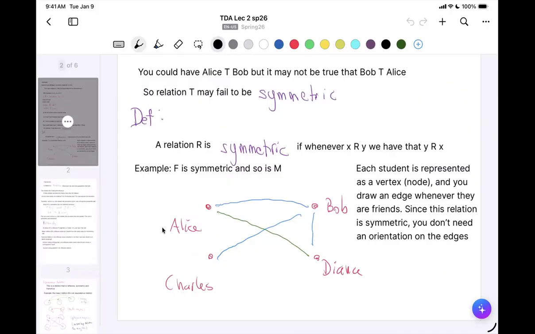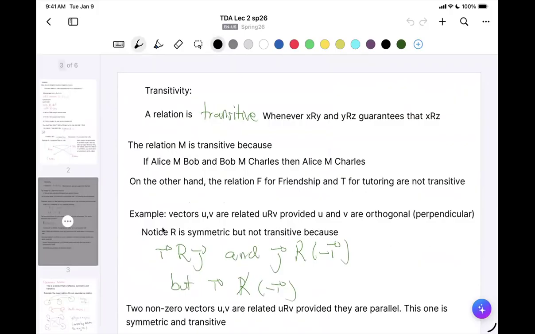And then the other two important properties in order to be an equivalence relation: it has to be transitive, right? Meaning that if X is related with Y and Y is related with Z, then X is related with Z. So the example with friendship wasn't transitive, right? Because usually friendships are not transitive. If Alice and Bob are friends and Bob and Charles are friends, it's not necessarily the case that Alice and Charles are friends. They may not even know each other.